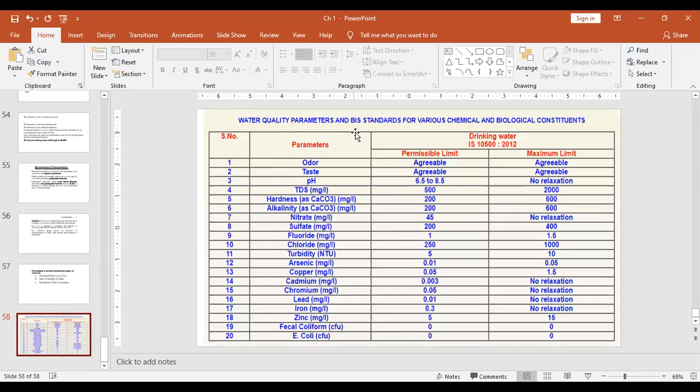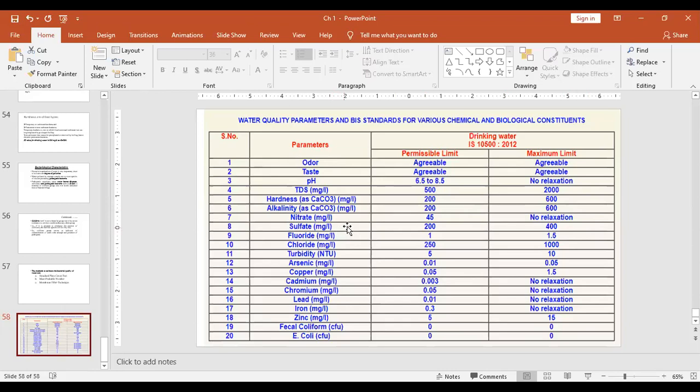Now these are the water quality parameters and BIS standards for various chemical and biological constituents. Okay, so for drinking water, at what range of the limit of each parameter the water is allowed to drink, there are the rules, standard limits as per the IS 10500/2012. So these are the parameters I told you. From the GATE examination point of view also, you need to remember these standards.